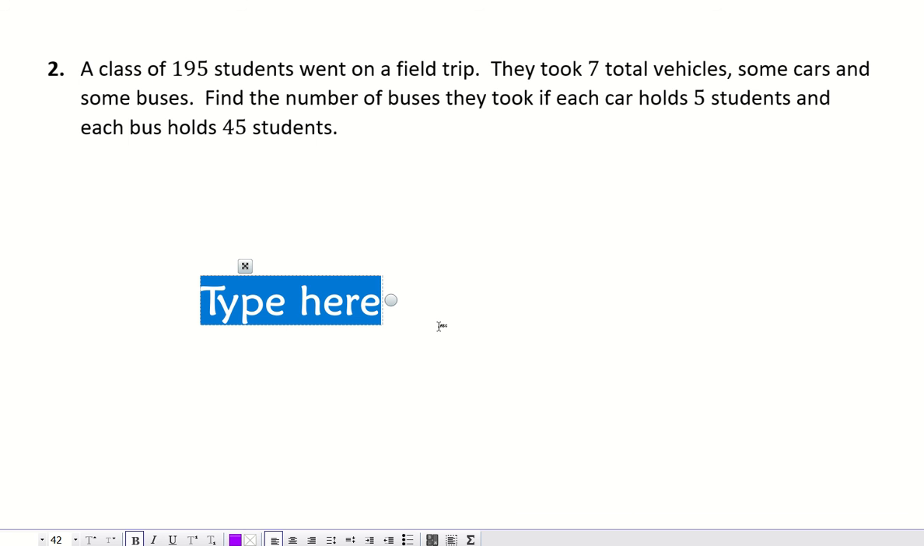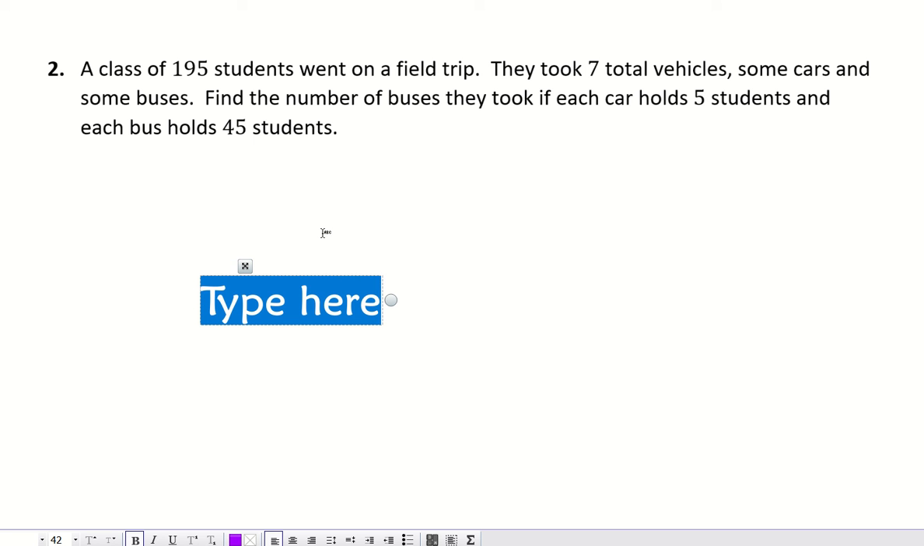For number 2, if you think you got enough, then get to work. Or you could pause the video and try to guess what I'm going to say here. 195 students total. There were 7 total vehicles. Some were cars, some were buses. Find the number of buses they took if each car holds 5 students and each bus holds 45.